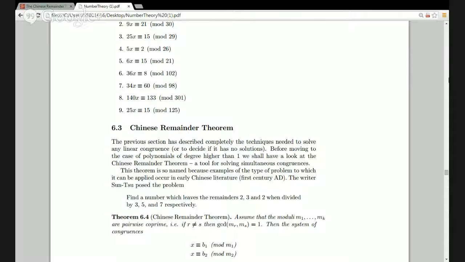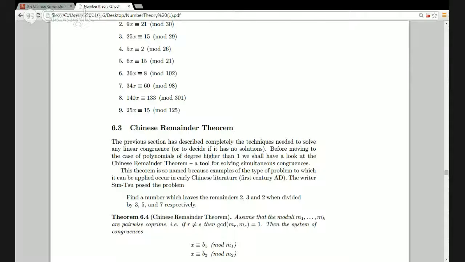So coming back now, let's make things very concrete and start talking much more precisely. We're going to look at the Chinese remainder theorem now, which is in section 6.3. It's called the Chinese remainder theorem because the kind of problems that it solves have been found in some of the very early Chinese literature coming from around the 1st century AD. These kinds of problems have been recorded in manuscripts that have come from that time.